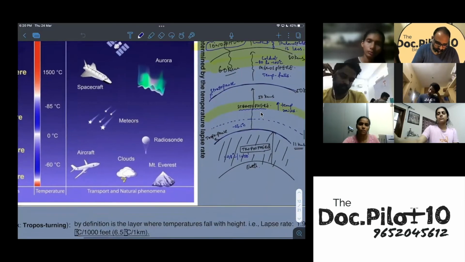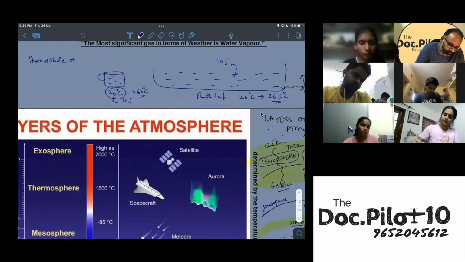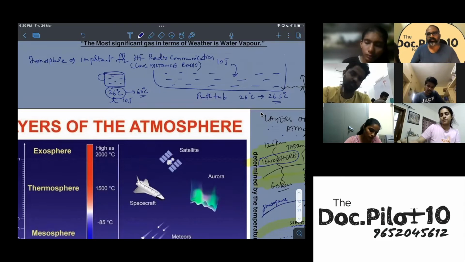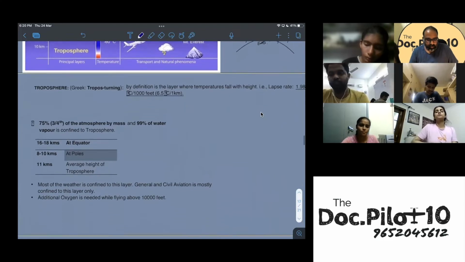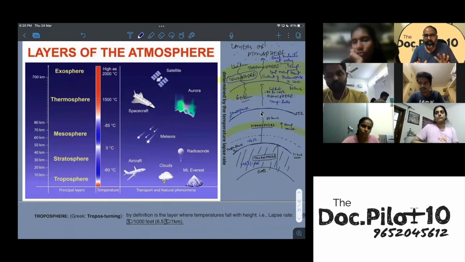Just note down: ionosphere is important for HF communication, high frequency radio communication. In brackets, you write down long distance radio. Am I clear on this? Now, I'll teach you in detail about every layer. Okay.